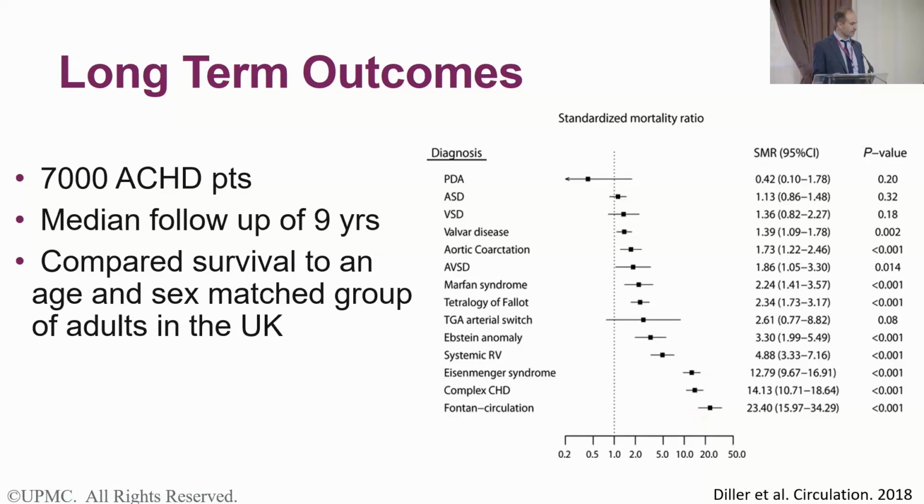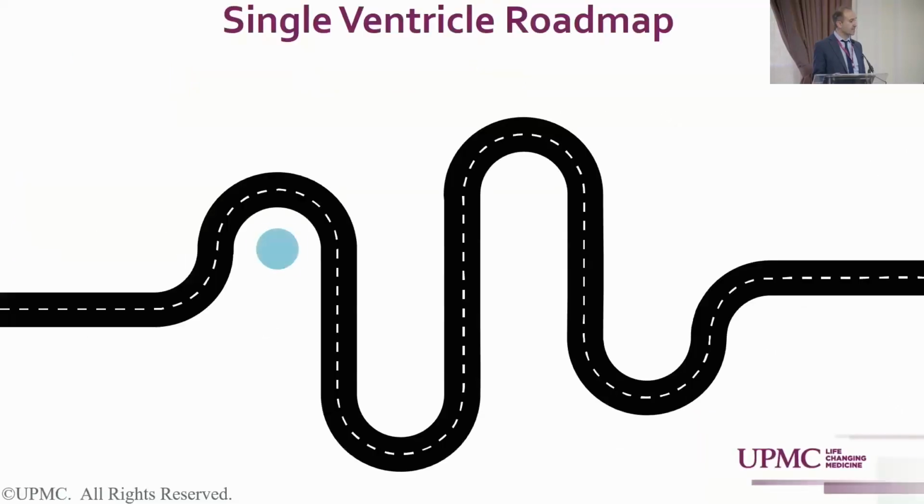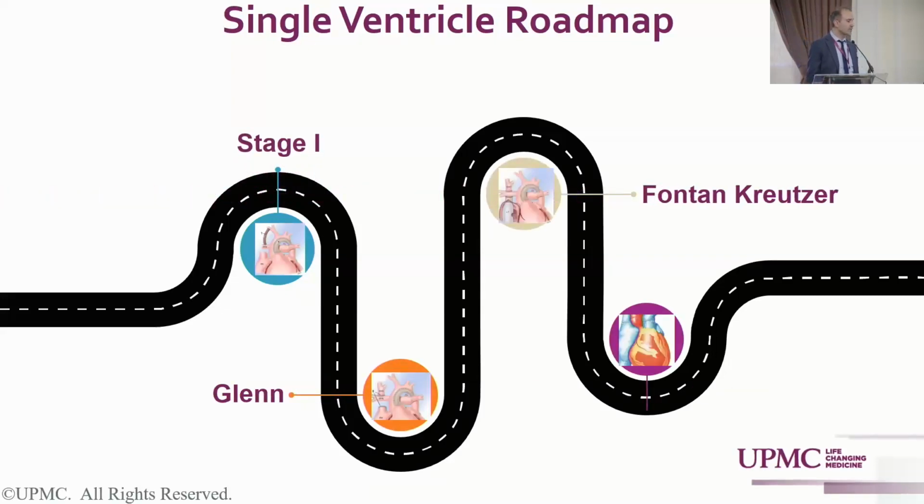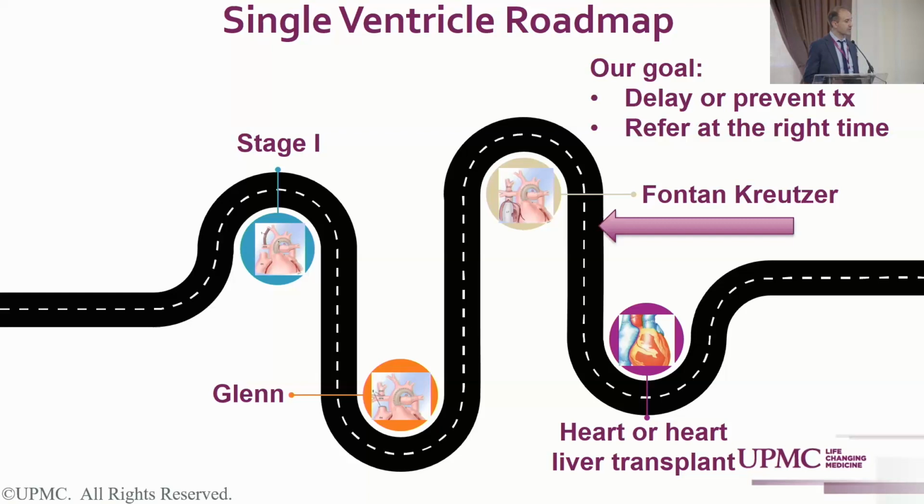Based on that, we think about the journey of these patients on a roadmap, starting from stage 1 through the Glenn anastomosis, and then they go through the Fontan-Kreutzer procedure, and then many of them will end up needing a heart or heart-liver transplantation. Our goal as Fontan doctors is to try to delay or prevent transplantation, but also try to refer them for transplantation at the right time. And imaging plays a central role here because it helps us with risk stratification, and also it helps us with predicting mortality and morbidity. There's a nice balloon here in the room.